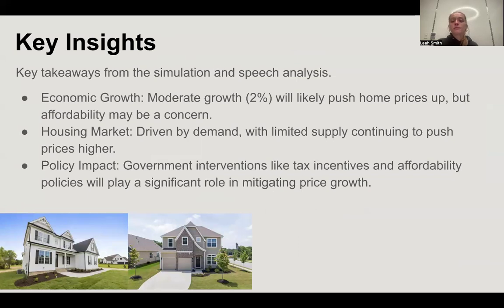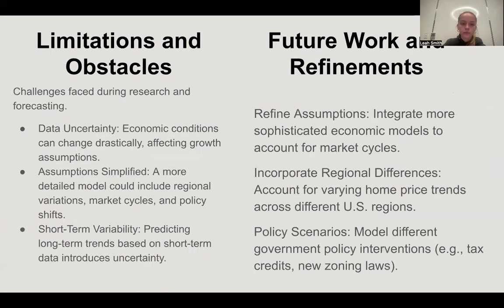Economic growth, moderate growth of 2%, will likely push home prices up, but affordability may be a concern. And then the housing market, driven by demand with limited supply, continuing to push up higher prices. And policy impact: government interventions like tax initiatives and affordability policies will play a significant role in this price growth.